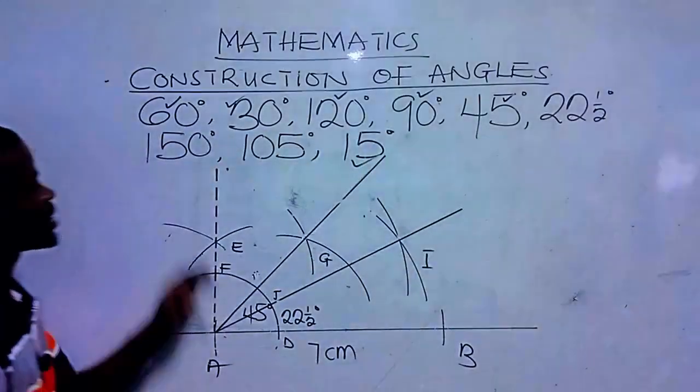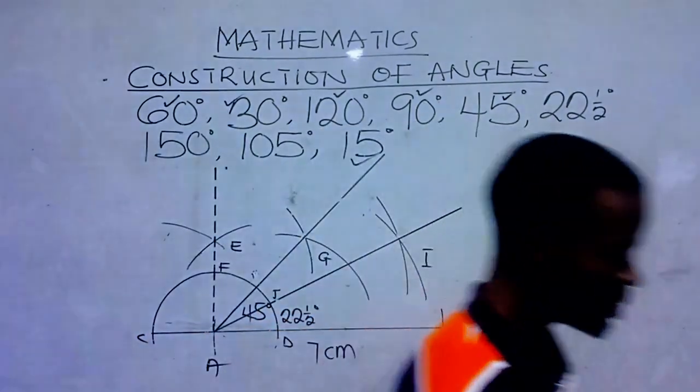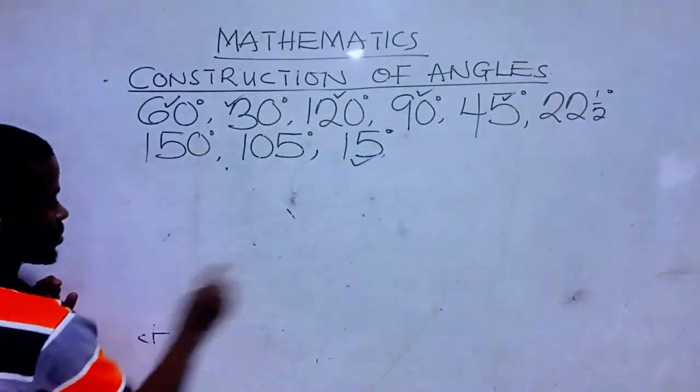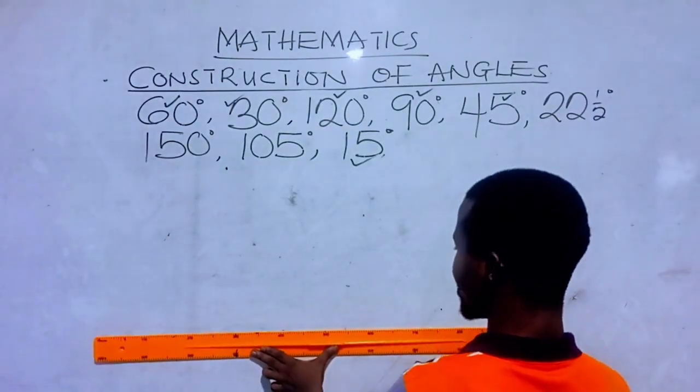Now we are almost done. Let's do 150 and then 105 degrees. So I draw my straight line.